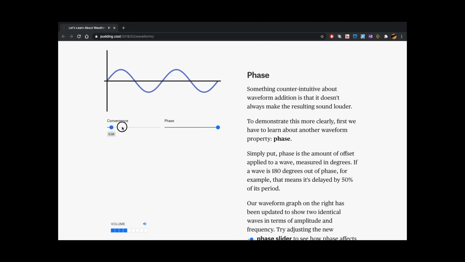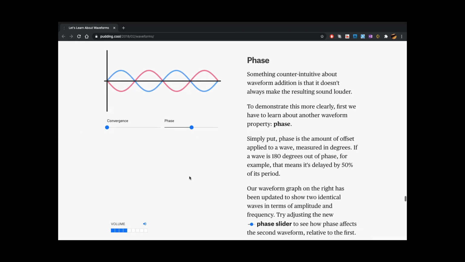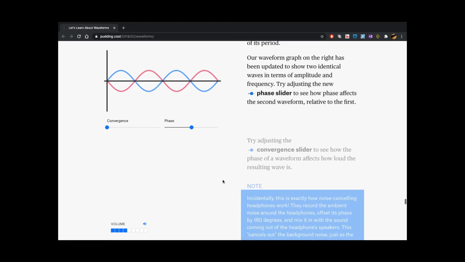So what happens if I add? See, if I add 0 degrees phase, what will happen? They will reinforce each other. The signal will become stronger. But if I add 180 degrees, almost 180 degrees phase, what will happen? They will cancel out each other, right? That is the importance of phase.